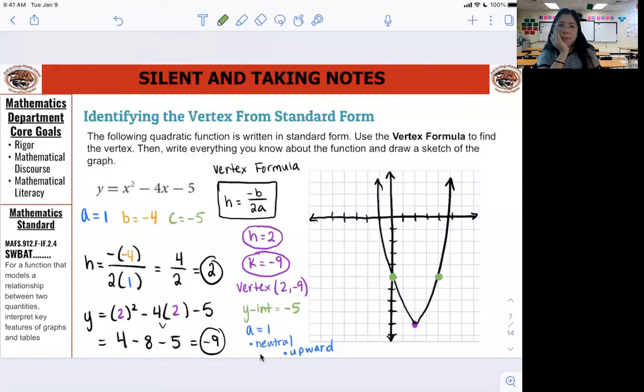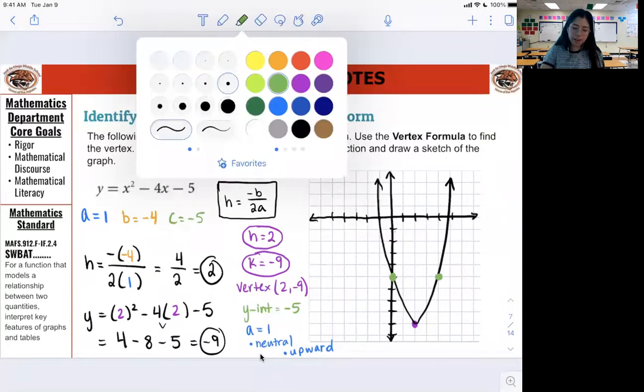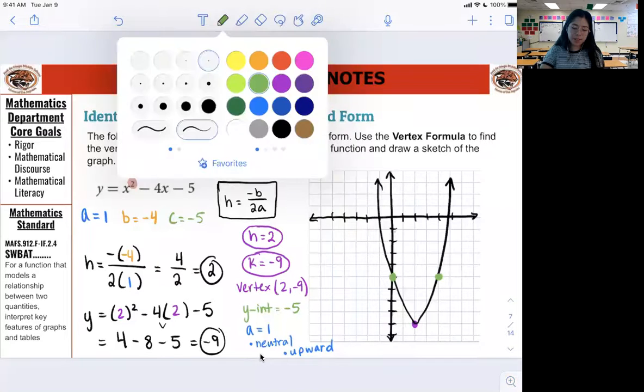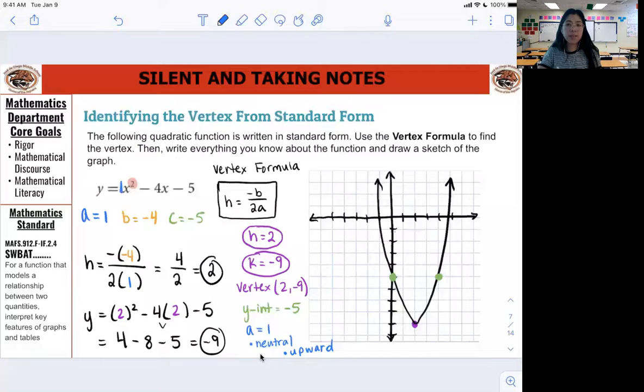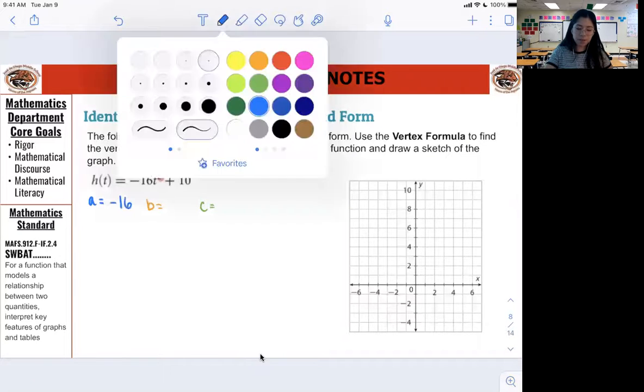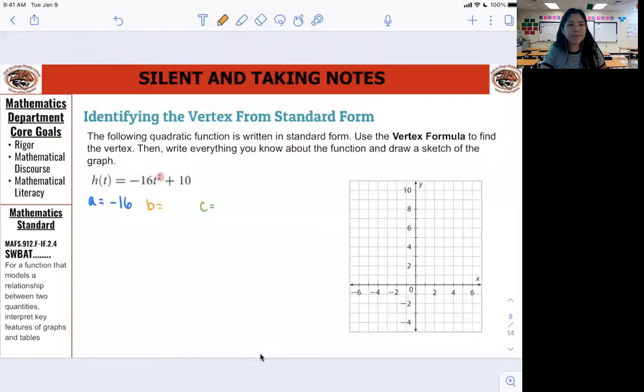So go back to this problem real quick. A is always the term that has the exponent of 2. Okay? So the leading coefficient is always wherever the exponent is. So I'll ask again, which one is missing? B is missing. So I have a leading coefficient. So I know A is -16. There's no B, so what is the value of B? 0. And C is 10.